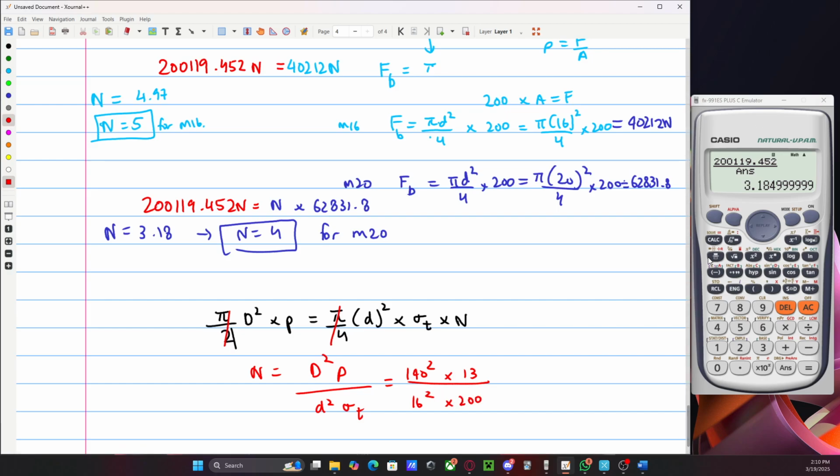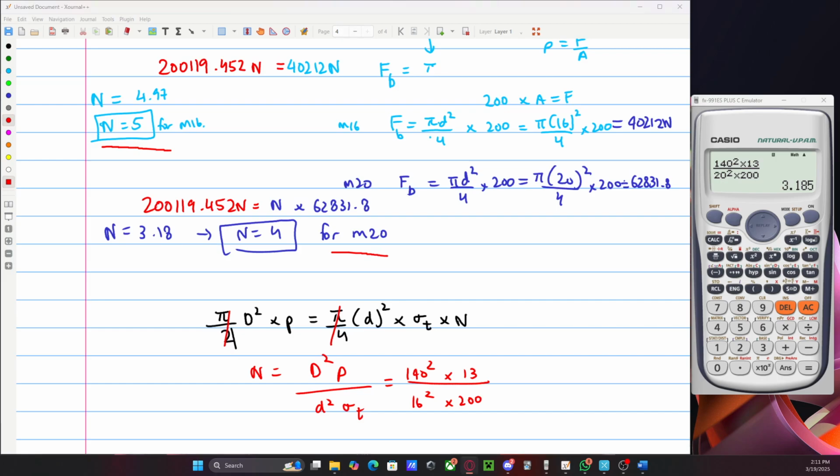Now let's check if this gives us the same answer. So 140 squared times 13 over 16 squared times 200, and you get 4.97, which we got earlier. And for M20 we get 3.18, and yeah, we go to 4. So n equals 4 bolts for M20 and n equals 5 bolts for M16.